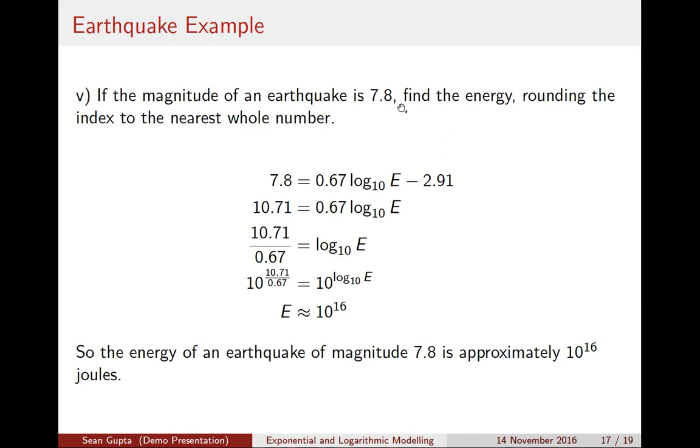Okay, let's plug in 7.8. How do we solve for E? Well, let's first get rid of 2.91. We do plus 2.91 on both sides. Now in the second line, divide by 0.67, so we leave the logarithm alone for now. And now, how to get rid of log base 10? We do 10 to the power of. This will cancel the logarithm out. So 10 to the power of this is this.